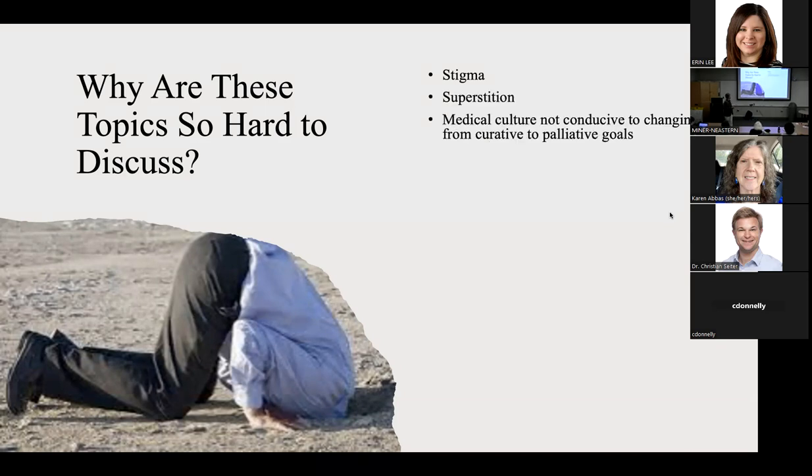Superstition, as mentioned. Medical culture is also not conducive to changing goals from curative to palliative in many ways, right? From the very beginning of medical education, it's how do we get them better? How do we cure them? How do we heal them? Right. And then at a certain point, it just doesn't heal, right? At least not in such binary terms. It's not, oh, they're well or they're sick anymore.